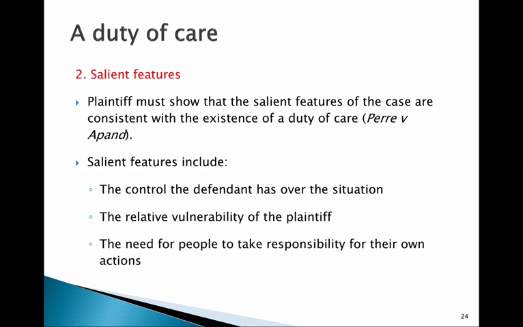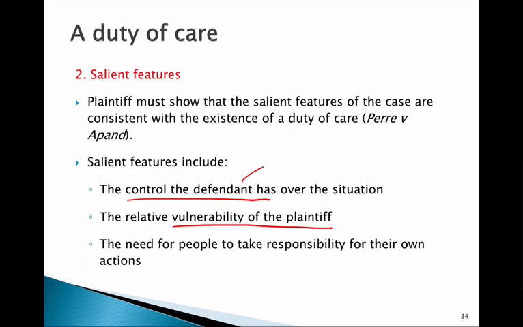Really importantly, one thing we don't deal with is the fact that courts were worried about something called indeterminate liability, where you could keep being liable for everything if we ran the chain of events long enough. So one of the ways they get around that is they have a number of factors that they look at to work out whether the case is consistent with owing a duty of care. For our purposes, we're going to concentrate on the control the defendant has and the vulnerability of the plaintiff.